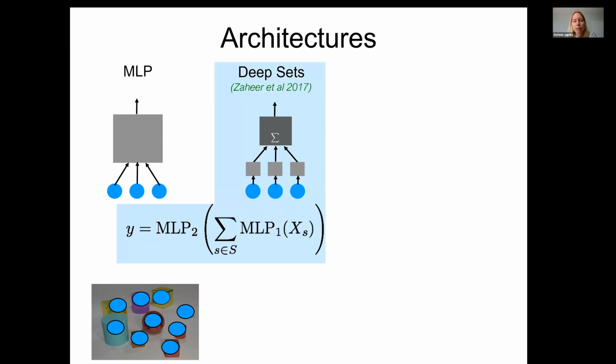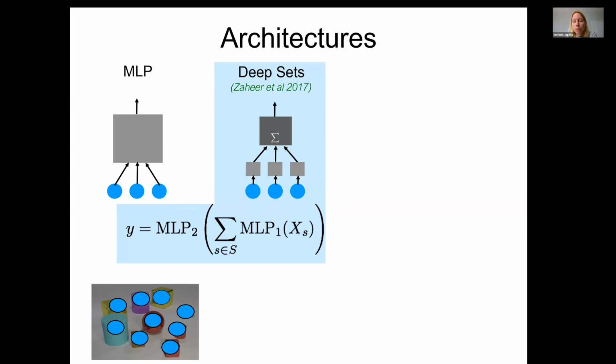Hence, there's a different family of models, called deep sets, that are by design permutation invariant. So the order doesn't matter. The idea is that you apply a transformation to the features of each of your items, and then you sum them up. So again, you have a sum aggregation, and then you apply another neural network to it.